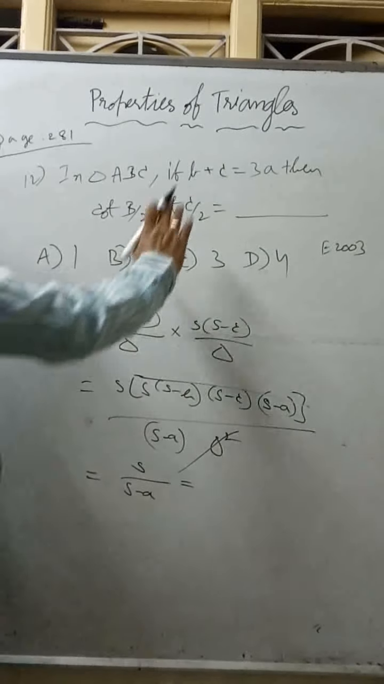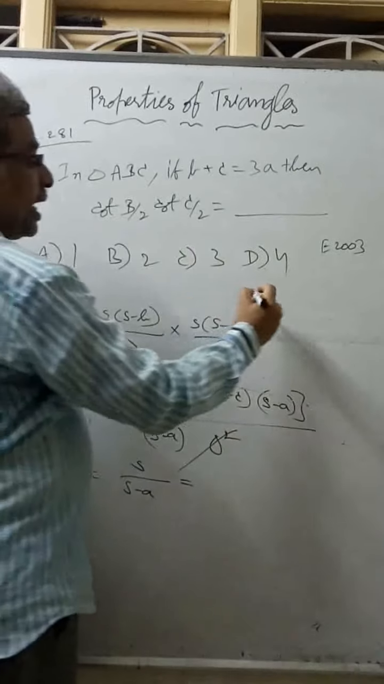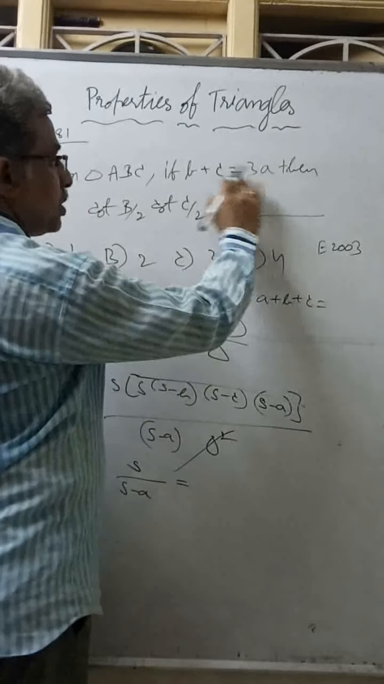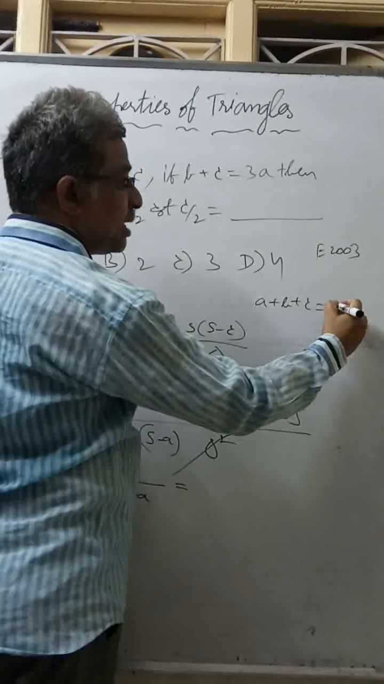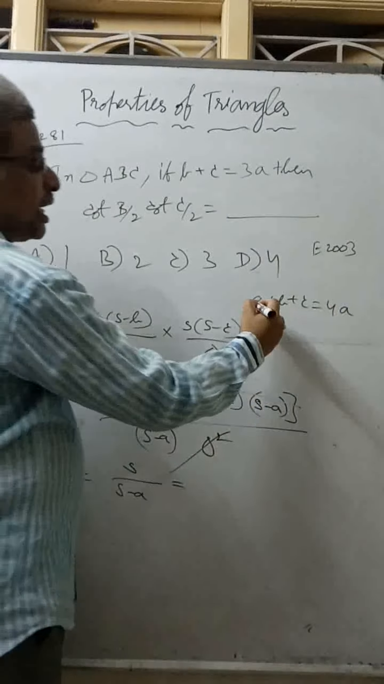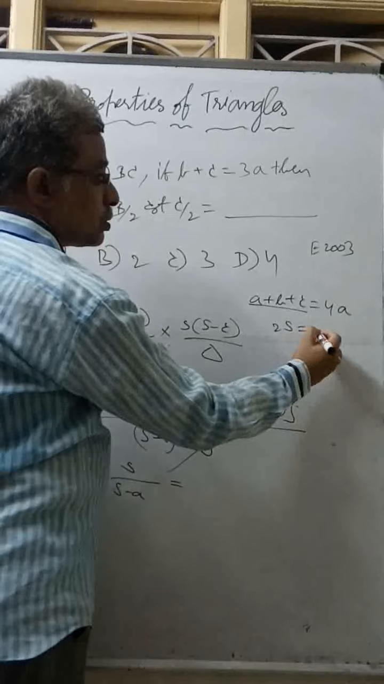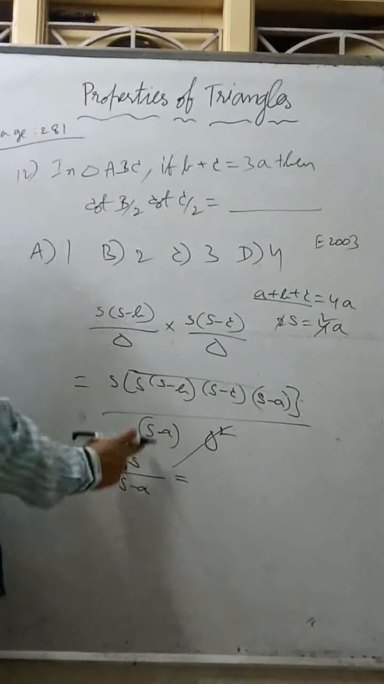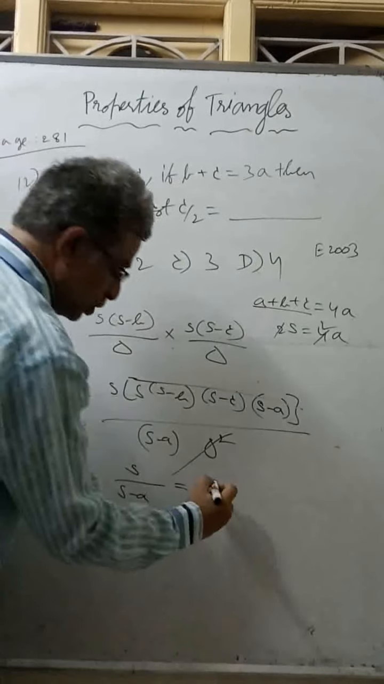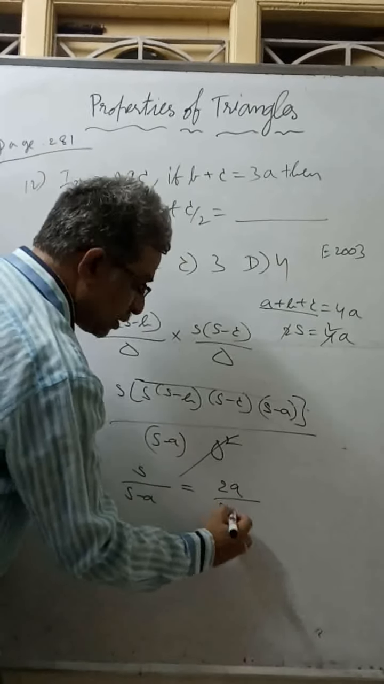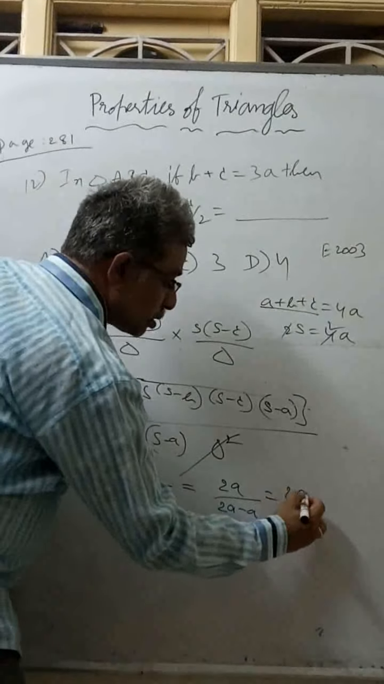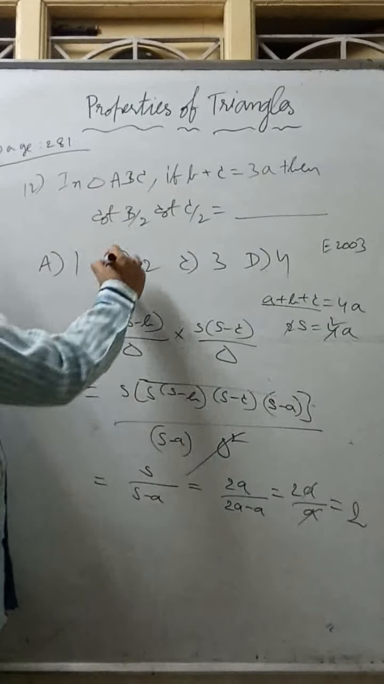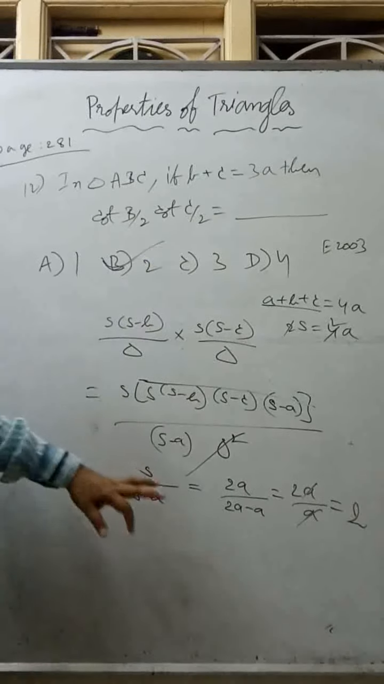Now coming to this, if I add a on both sides of b plus c equal to 3a, it becomes a plus b plus c equal to 4a. A plus b plus c is 2s, so 2s equal to 4a, s equal to 2a. Substituting 2a in place of s, this becomes 2a by 2a minus a, equal to 2a by a. So the answer is 2. Our option is B, 2.